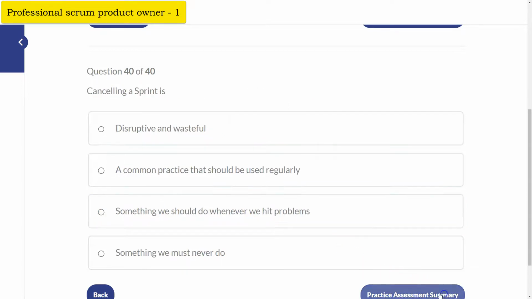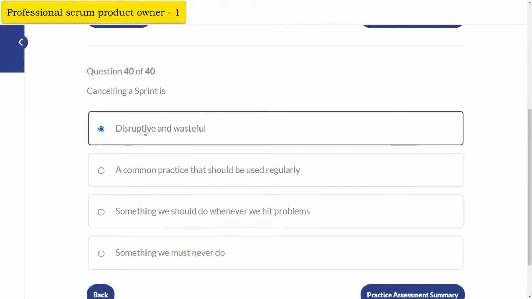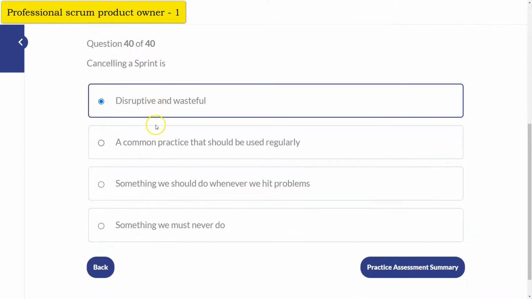Alright guys. Next question. Cancelling a sprint is disruptive and wasteful. A common practice that should be used regularly? No. Something we should do whenever we hit problems? No. Something we must never do. So guys, the answer is disruptive and wasteful.